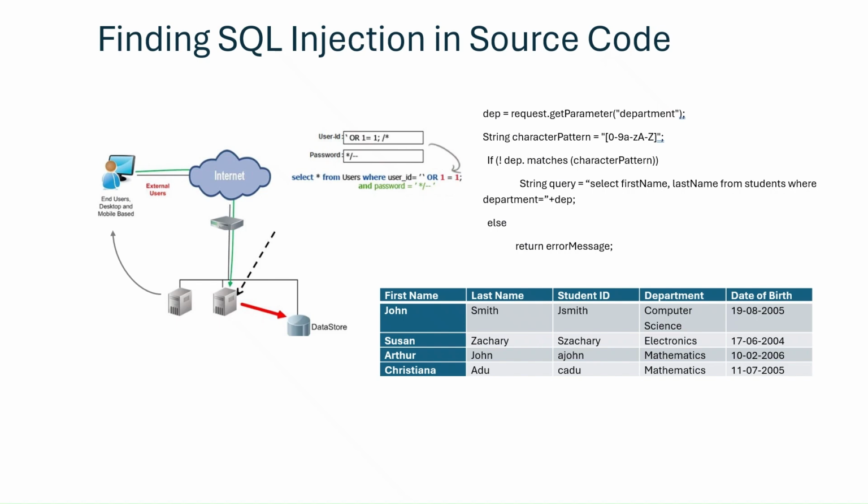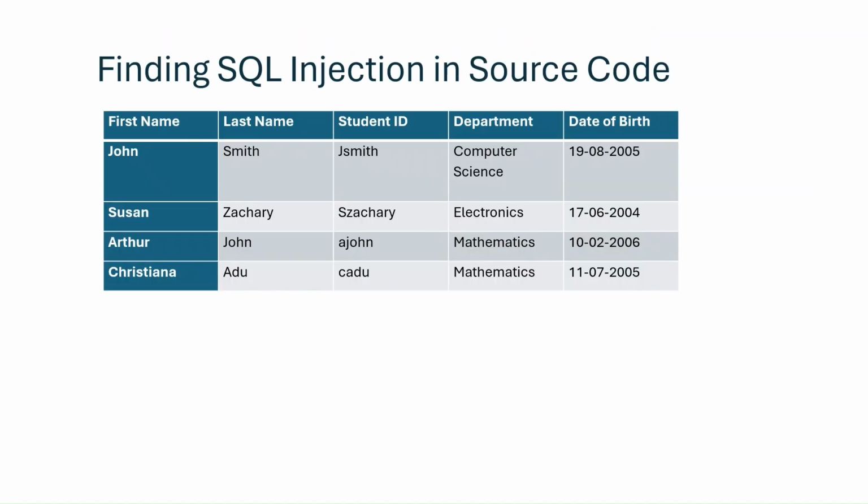Say you have a students table like you see on the screen. The table has 5 column headers, namely first name, last name, student ID, department and date of birth, and it has 4 records, one for each student. As a department administrative staff, I would like to retrieve the first name and last name of all students in the mathematics department. Now my underlying query will look like the following.